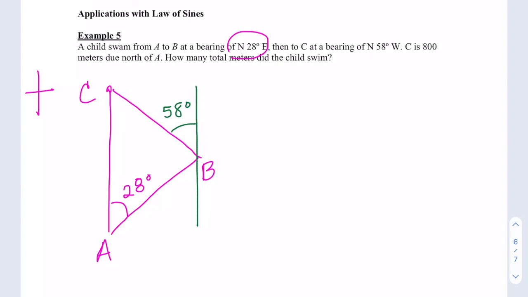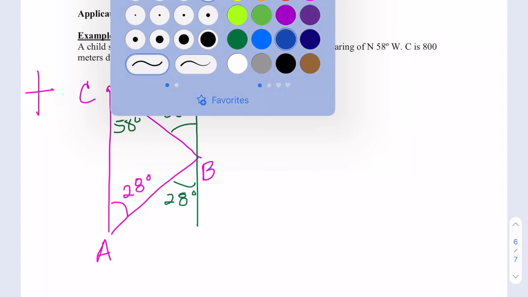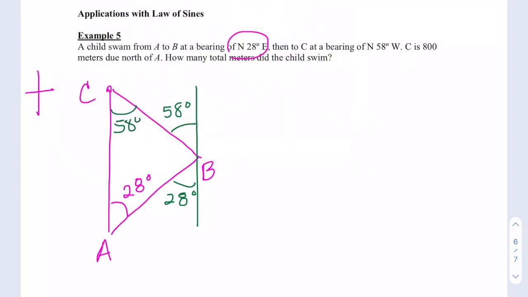So if we know that that angle is 58, well, we also know that this angle right here would be 58 because of alternate interior angles. And then if we wanted to figure out this angle for B, well, that's just easy. We could use 28 here too. Or we could just subtract 58 and 28 from 180. So we know that this angle would be 94.